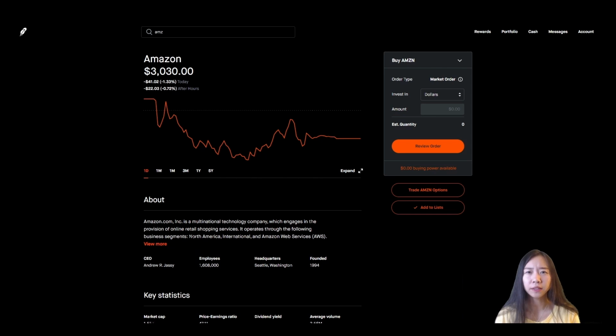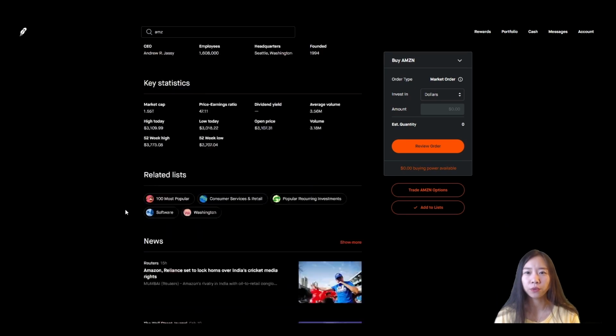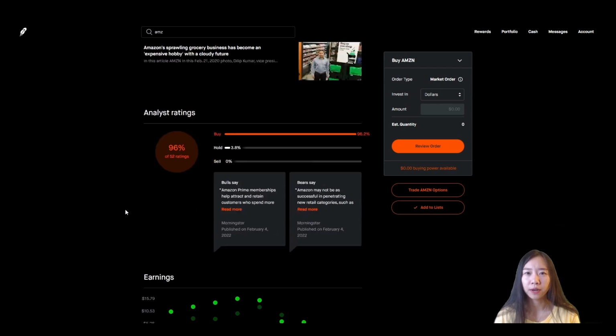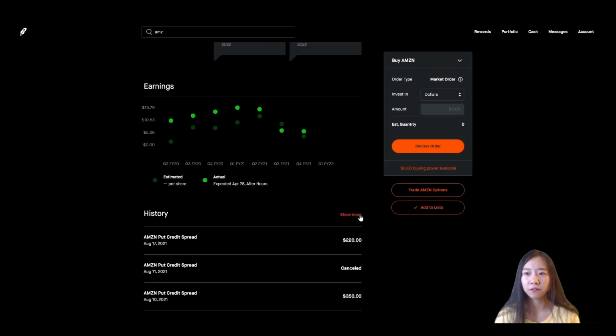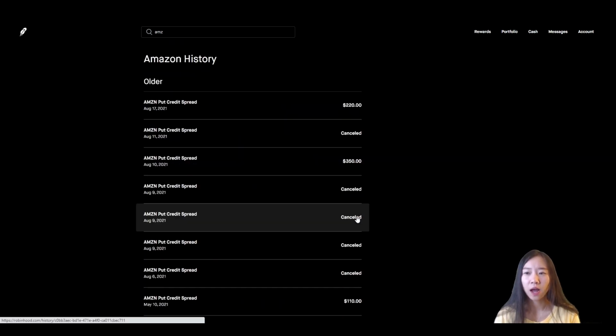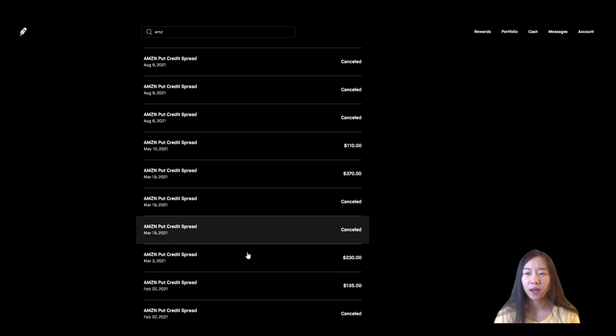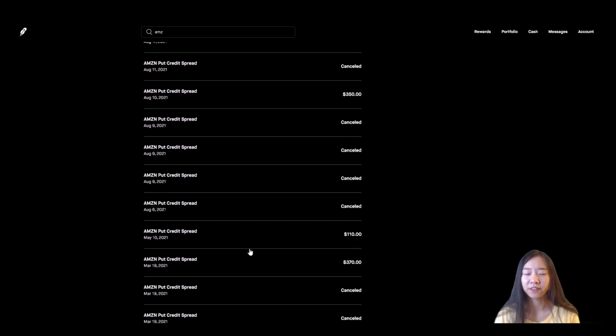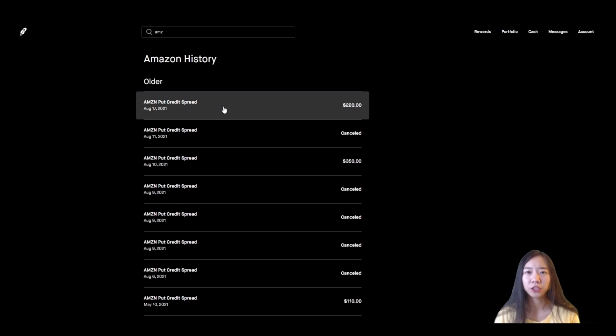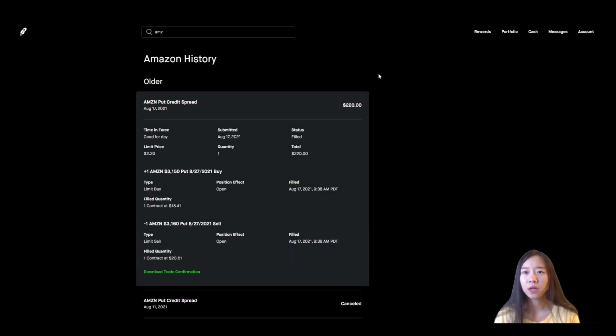All right, let's look at the Amazon stock. It is currently traded at $3,030 per share. Let me quickly show you my past put credit spread trades so you get a sense of how it works. These are some of the put credit spreads I've traded. These are the net profits I've received.